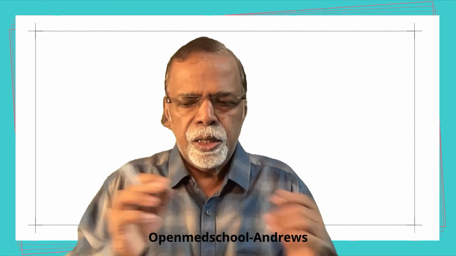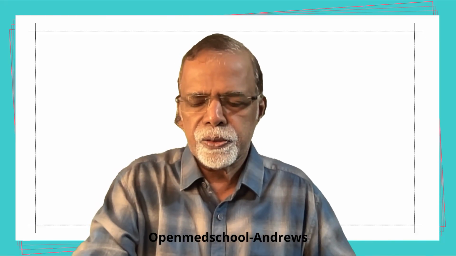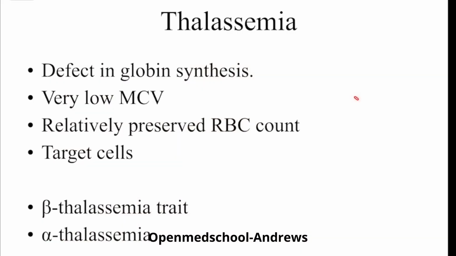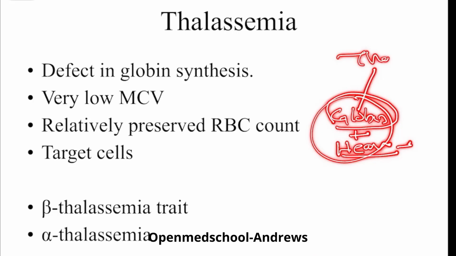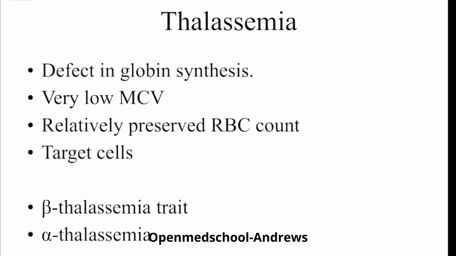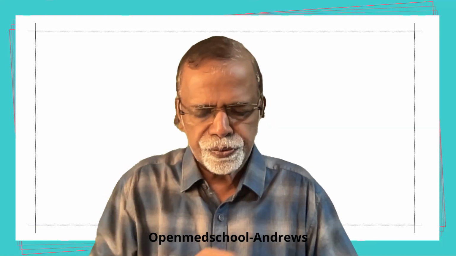Why is there microcytosis in thalassemia? Because we know hemoglobin is globin chain synthesis plus heme. So heme synthesis is decreased in iron deficiency, while in thalassemia there is an abnormality of globin. That is how thalassemia produces microcytic anemia. You get a very low MCV with a relatively preserved RBC count. You can see target cells, and the details of thalassemia will be discussed in another session.